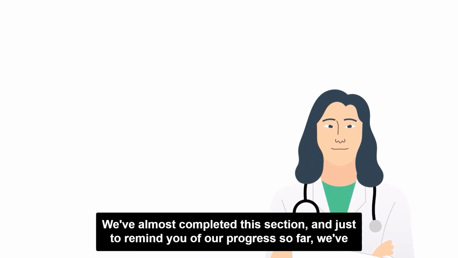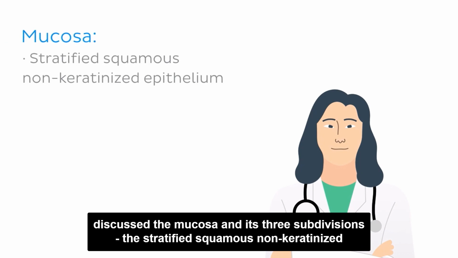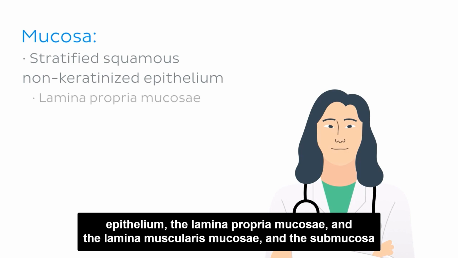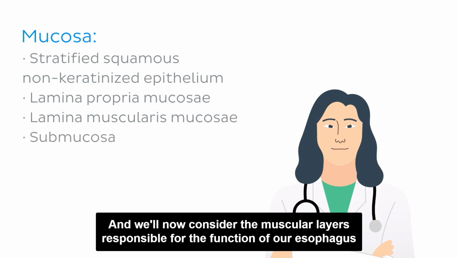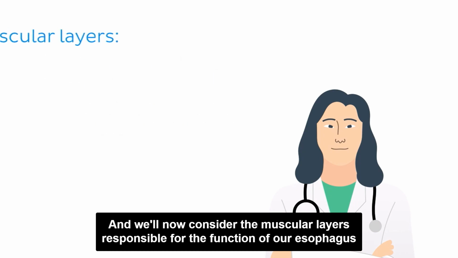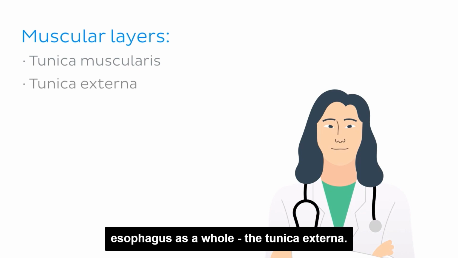And just to remind you of our progress so far, we've discussed the mucosa and its three subdivisions, the stratified squamous non-keratinized epithelium, the lamina propria mucosae, and the lamina muscularis mucosae, and the submucosa contained immediately deep to this. And we'll now consider the muscular layers responsible for the function of our esophagus, known as the tunica muscularis, and the outermost layer responsible for the integrity of the esophagus as a whole, the tunica externa.